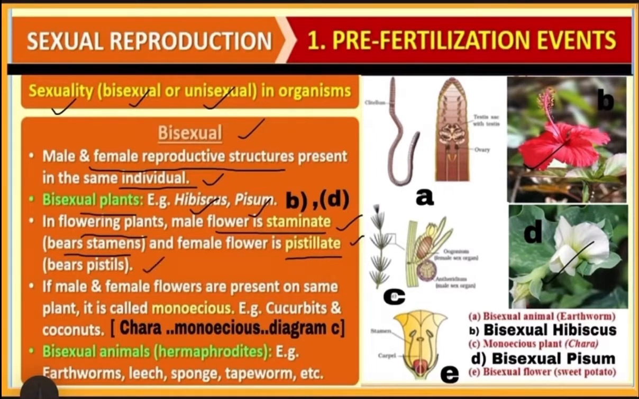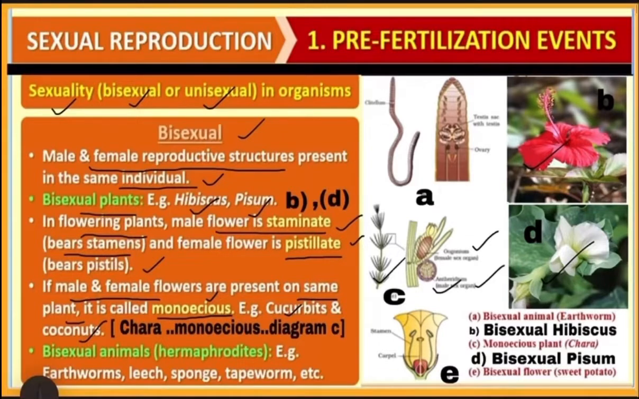Next, if male and female flowers are present in the same plant, agar ek hi plant mein male flower bhi hai, female flower bhi hai, then the plant is called monoecious. Examples of monoecious plants are cucurbits, coconuts, and also you can see diagram C, Chara. It is also a monoecious plant having both sex organs present, oogonium and antheridium. Both are present in the same individual, so it is a monoecious plant.